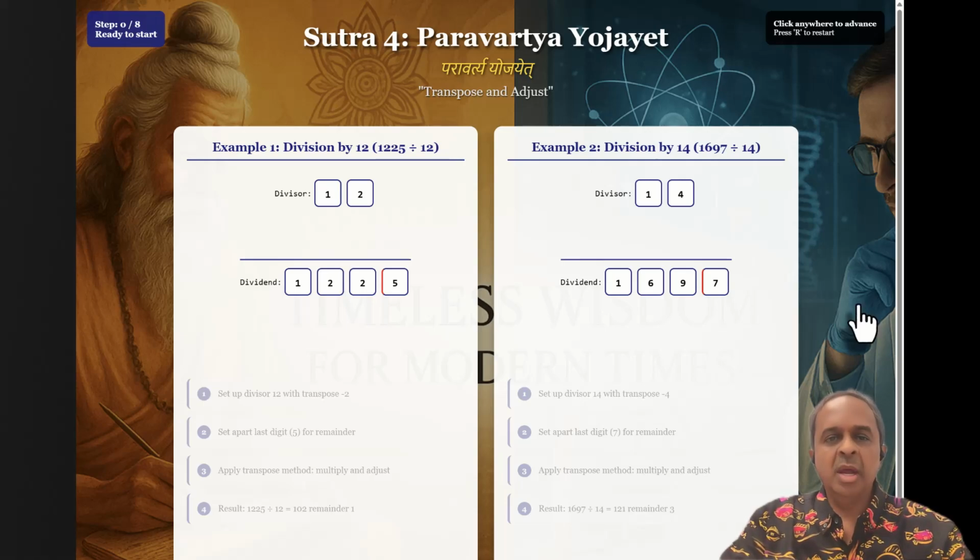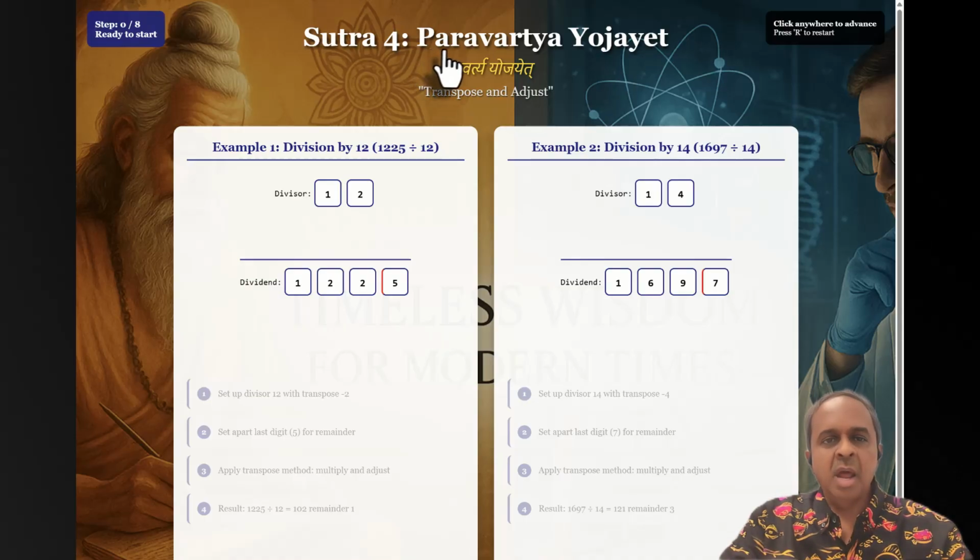Okay, so now let's move on to Sutra 4. Again, let's pay attention to the pronunciation. So it is Paraavartya Yojayet. Yojayet. Okay, Paraavartya Yojayet. So again, you go by splitting it.